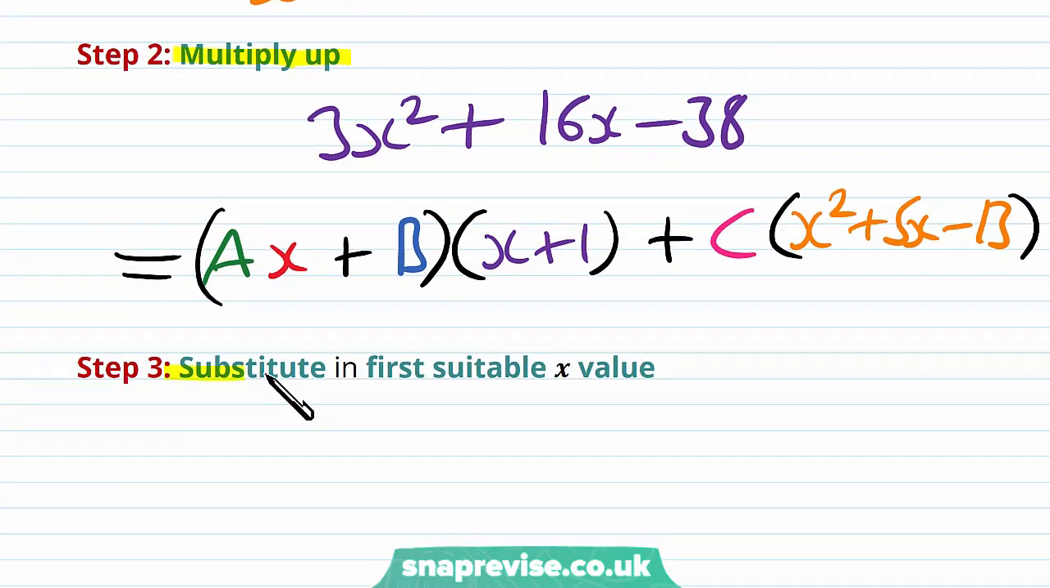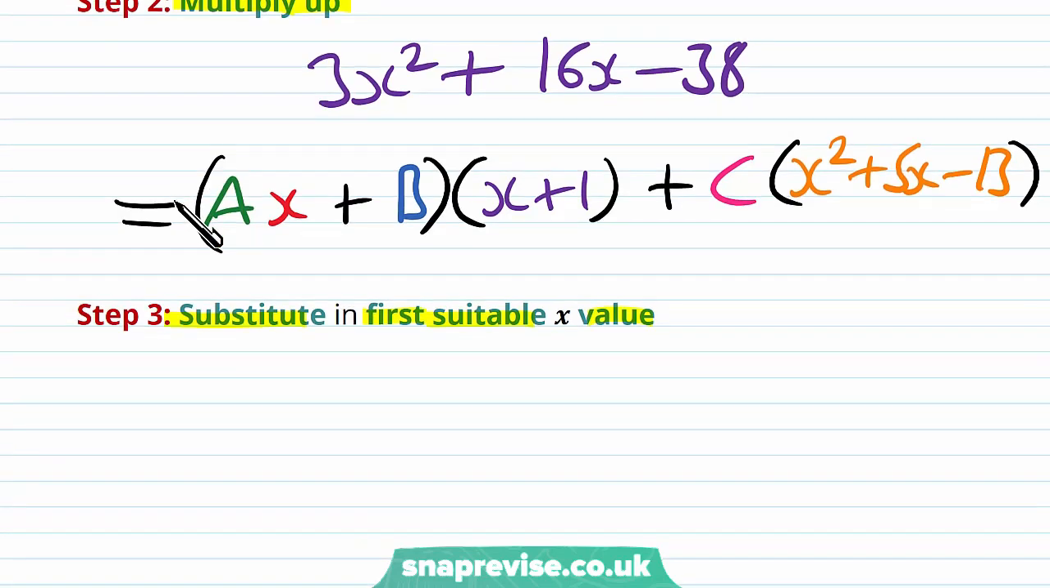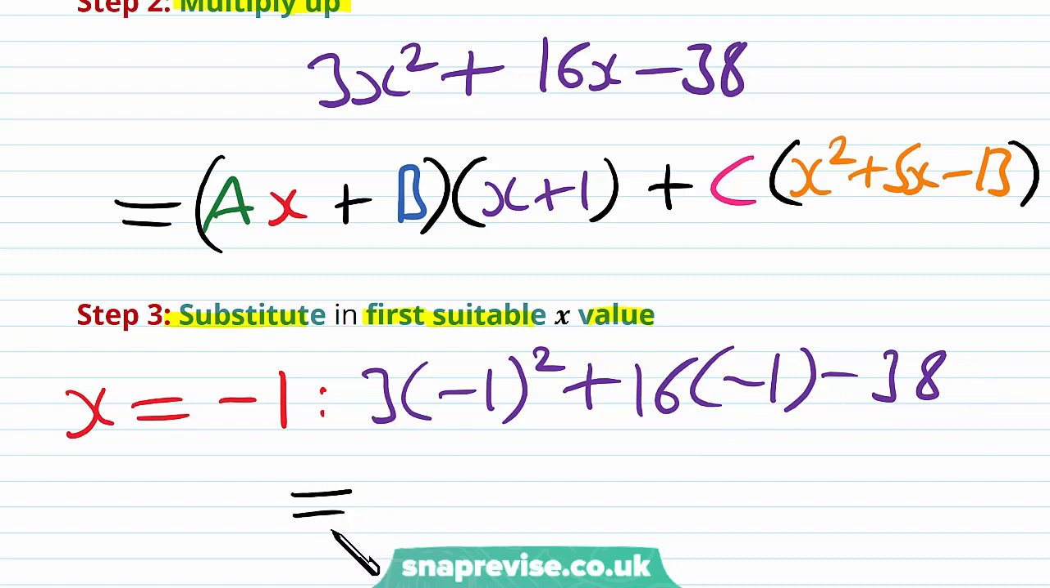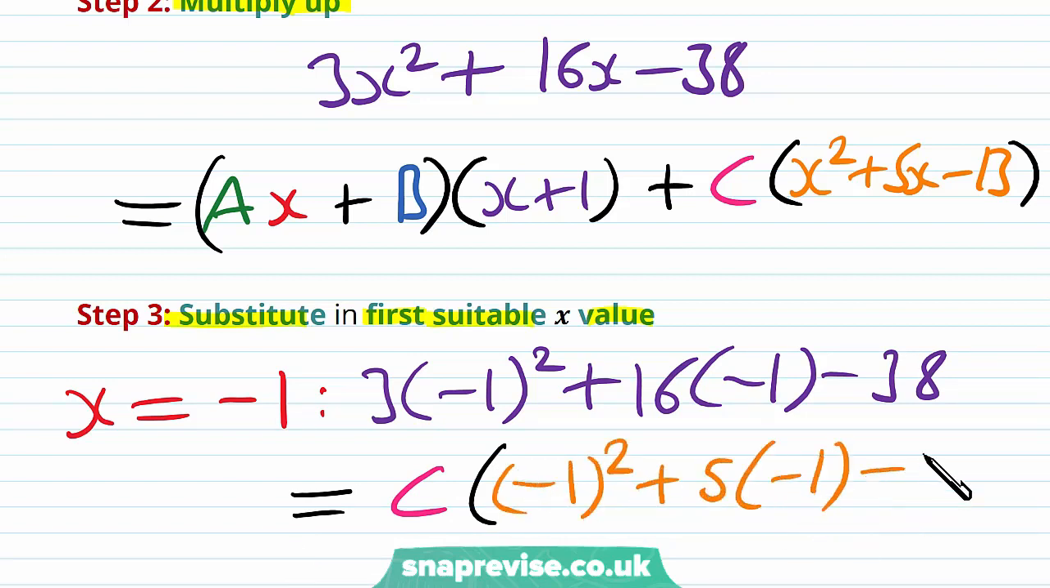Our third step is to substitute in the first suitable x value. In this case, the first suitable x value to choose will be x equals minus 1. This is because it gets rid of both a and b, because x plus 1, if x equals minus 1, will be 0. And therefore the whole term with a and b in it will be completely cancelled. So the left-hand side is 3 lots of minus 1 squared plus 16 lots of minus 1 minus 38. And the right-hand side will be 0, the first term, and then c lots of minus 1 squared plus 5 lots of minus 1 minus 13.